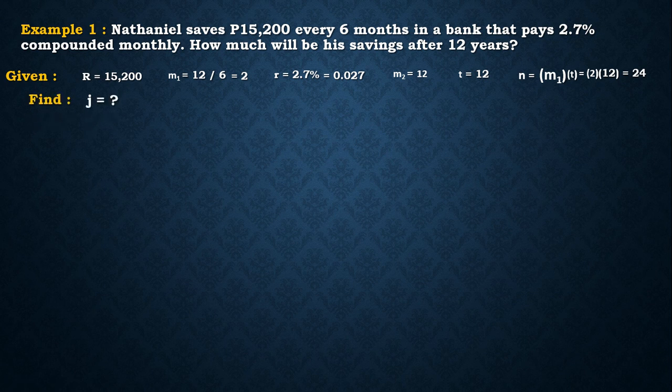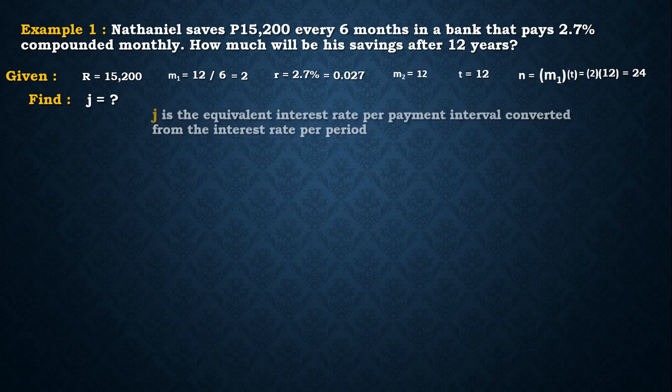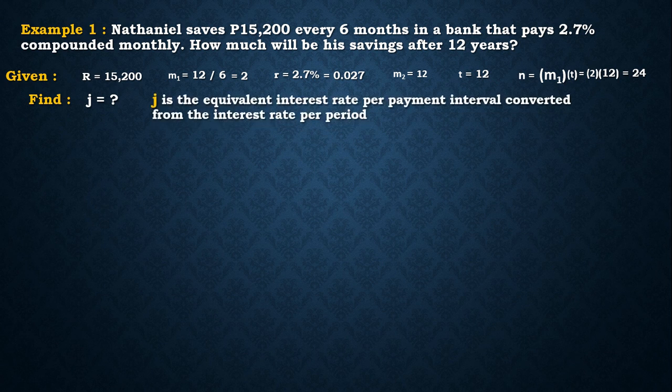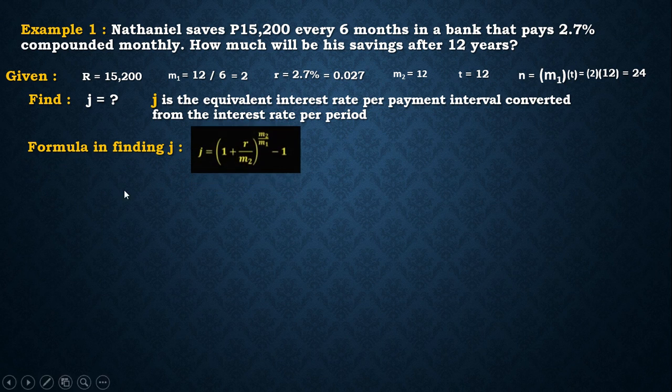First, kailangan natin i-find ang value ng J. J is the equivalent interest rate per payment interval converted from the interest rate per period. Ibig sabihin, magkapareho dapat ang magiging interest rate per payment interval at yung interest rate per period by means of J, which is a big part of our formula. Formula in finding J is equal to the quantity of 1 plus R divided by M sub 2 raised to the exponent of M sub 2 divided by M sub 1 minus 1.